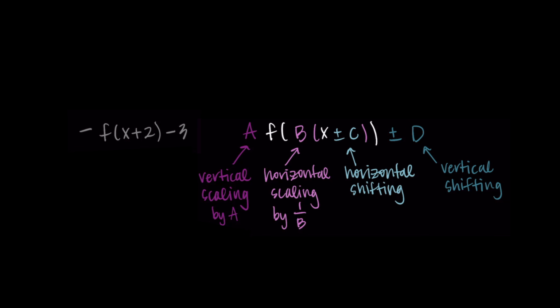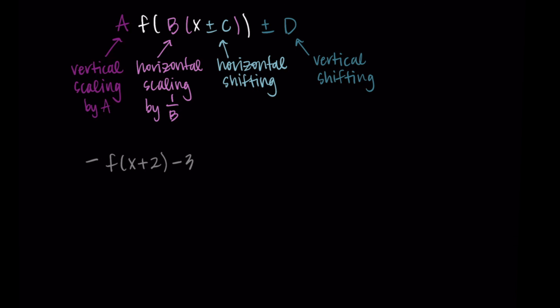Okay, so looking at my first function, I have negative f of x plus 2 minus 3. So I want to start with my inputs. I'm looking at what happens to the x values that are inputs to the function. Here I'm seeing we have this x plus 2. That plus 2 corresponds to a shift left by 2. So remember, the input transformations are kind of opposite of what you would think, so that plus 2 is a shift left. All right, that's it for the input transformations.